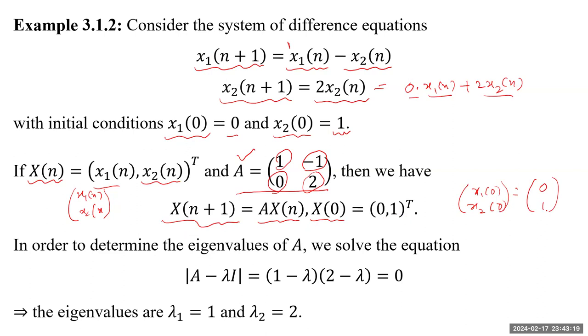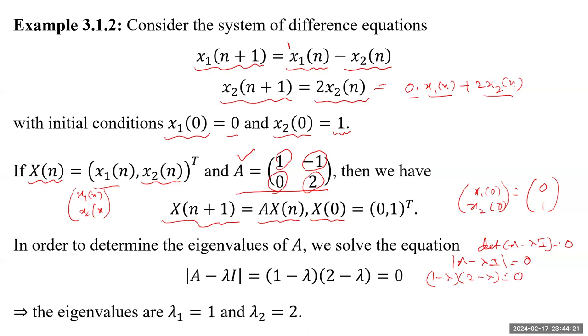So first, what we need to do is find the eigenvalues of this matrix A, right? You know that the eigenvalues of A are given by the determinant of A minus lambda I equal to 0. So I can use the notation modulus of A minus lambda I, as a determinant, equal to 0. So what happened here? This is nothing but 1 minus lambda, right, times 2 minus lambda, equal to 0, right?